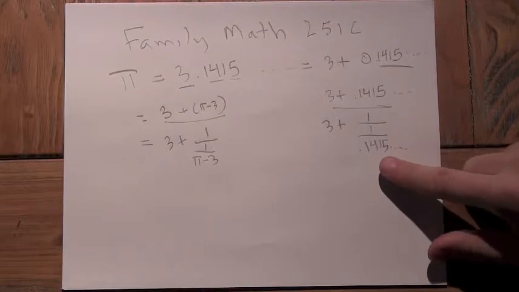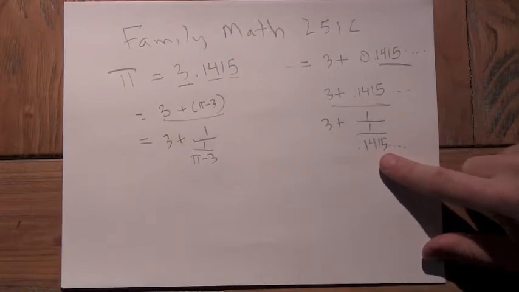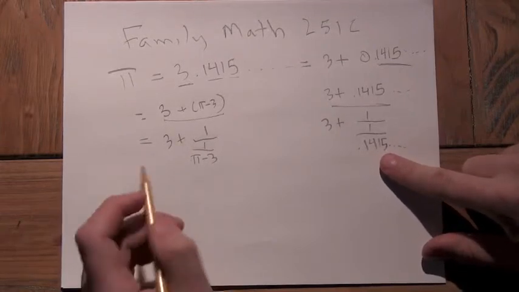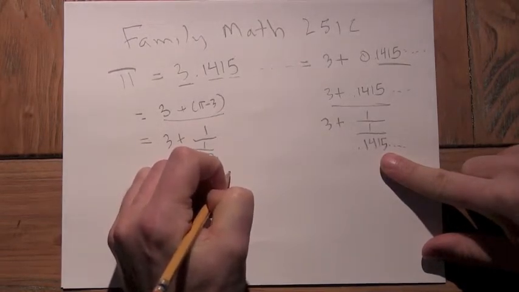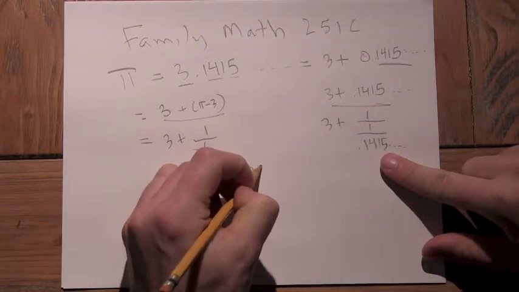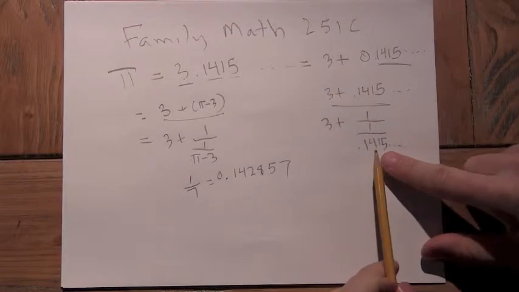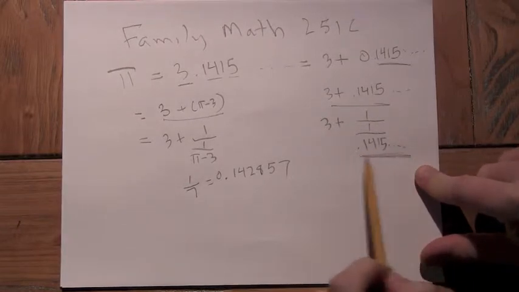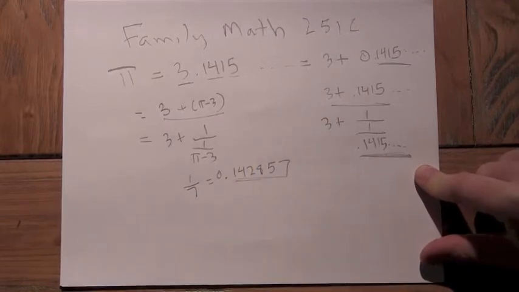Do you know any numbers whose decimal expansion is around 0.1415? Well, 1/7, 0.142857. Okay, so we recognize 1 over 7 equals 0.142857. Is 0.1415 bigger than 1/7, or is it less than 1/7? It looks like it's a little less than 1/7.